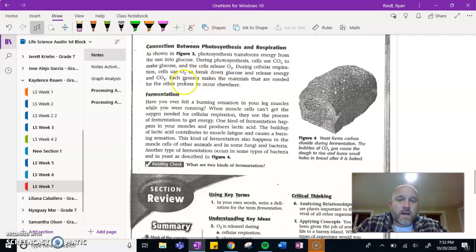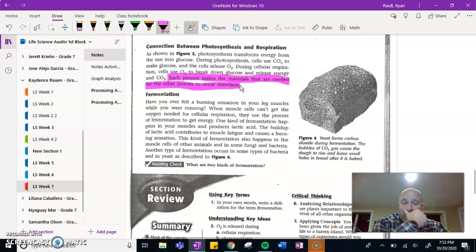So I want us to highlight that very last sentence there. Each of these processes makes the materials that are needed for the other process to occur. Okay, that's kind of what we talked about at the very end there. It's just opposite of each other.